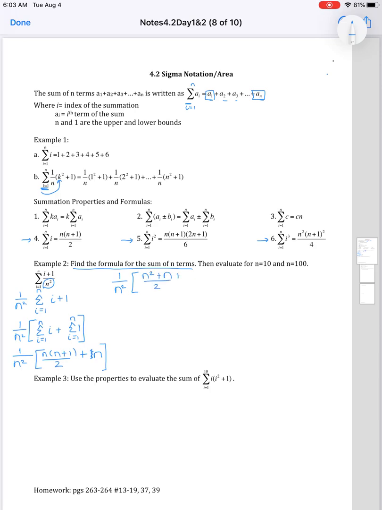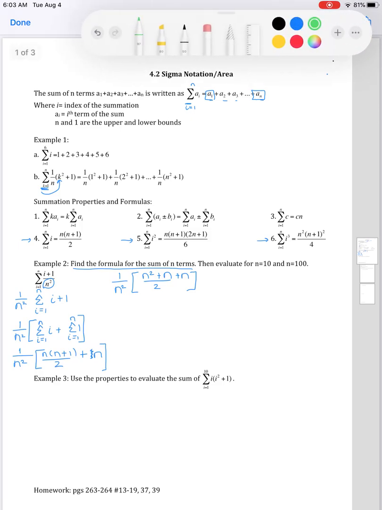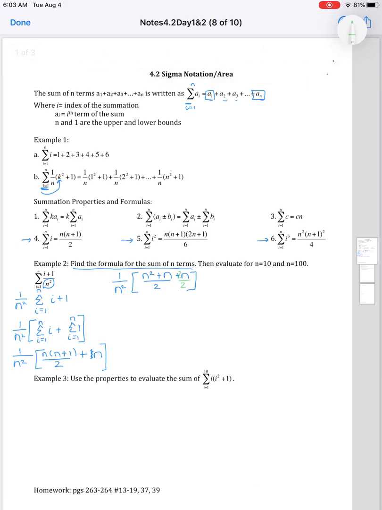Then what you want to do is start to get stuff together. So if I have 1 over n squared, then I have n squared plus n over 2 plus n. I need to get common denominators, which would be a 2. So if I add a 2 there, I add a 2 there. Then I have 1 over n squared, 2 in my denominator, and n squared plus 3n in my numerator. I get n squared plus 3n over 2n squared, and then they all have an n in common. So I have n plus 3 over 2n. So if you're asked for a formula, this would be your formula, and you'd be done.